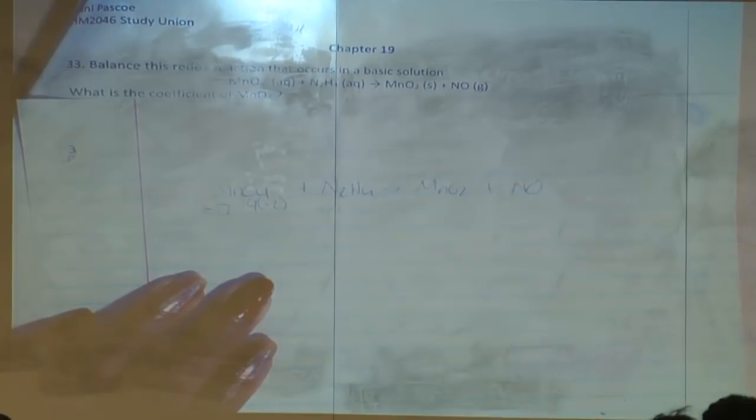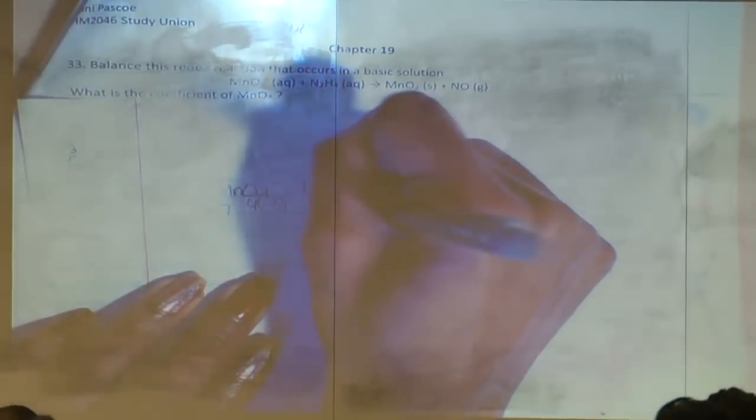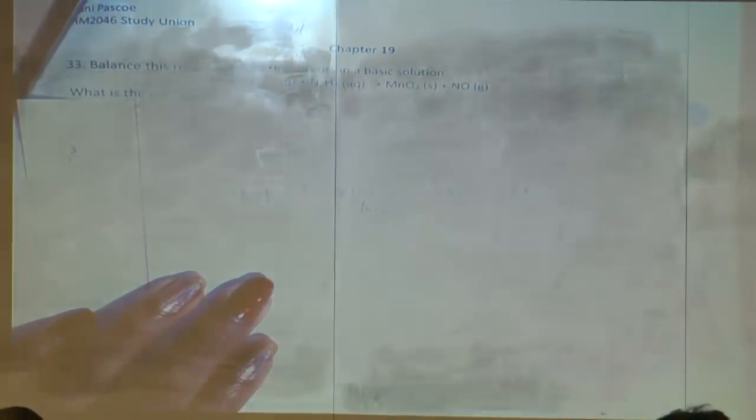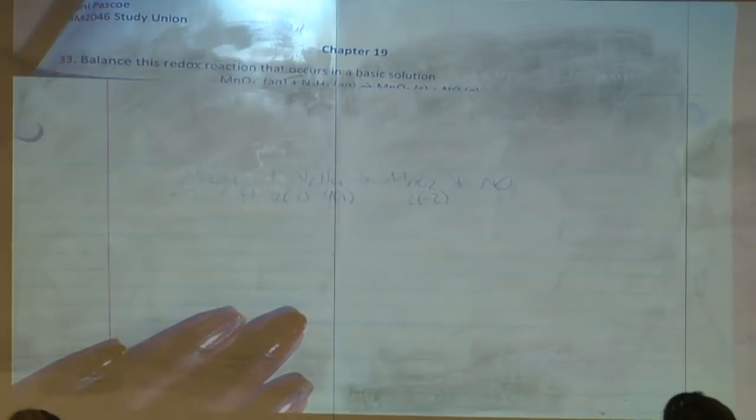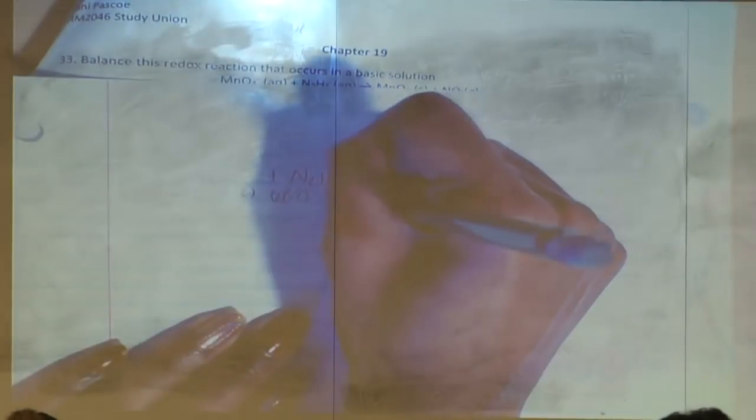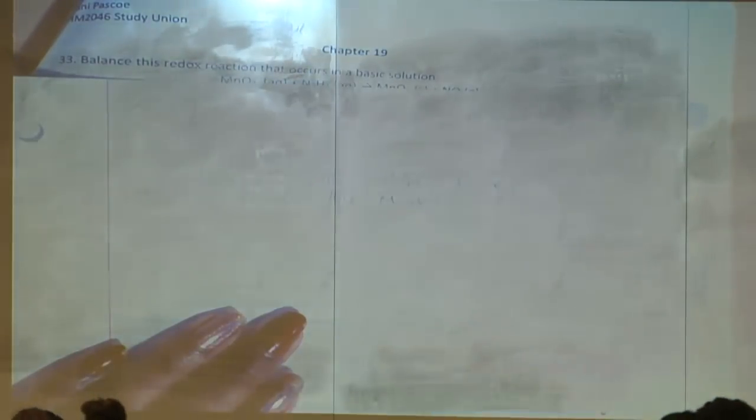Now for N2H4, hydrogen has a charge of +1, and there's 4 of them. So that means nitrogen must have a -2 charge for each. Now for MnO2, oxygen is again -2, and there's 2 of them. And this compound is neutral, so that means Mn must have a +4 charge. Now again for NO, oxygen is -2, that means nitrogen must be +2.